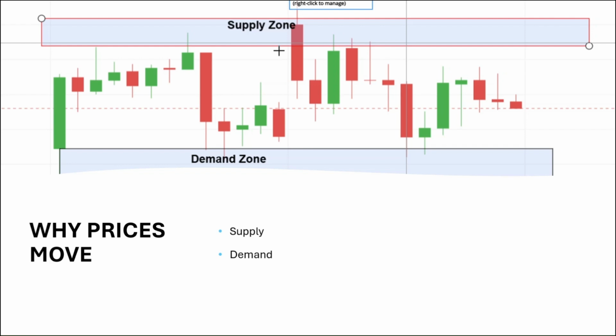Whatever you see here, there are red candles and green candles, and we have marked a supply zone and a demand zone. So what does this mean? Let's simplify this completely. A stock price moves for one reason, which is supply and demand. If more people want to buy than sell, the prices go up. If more people want to sell than buy, the prices come down. That's it. But what influences that demand?